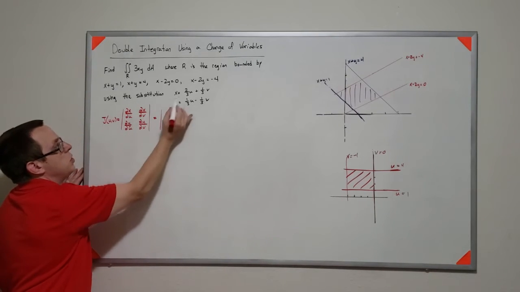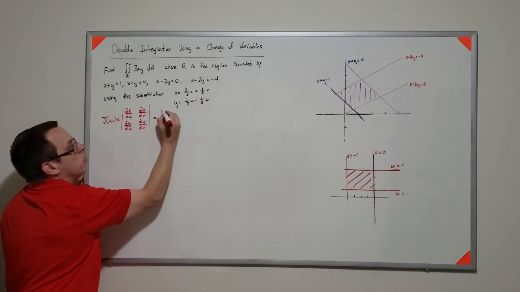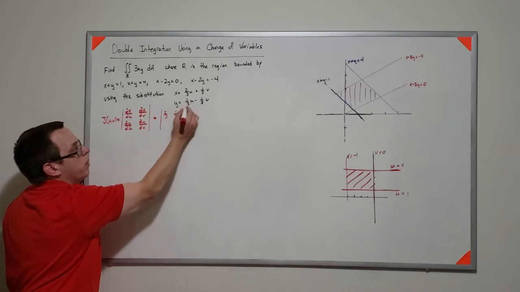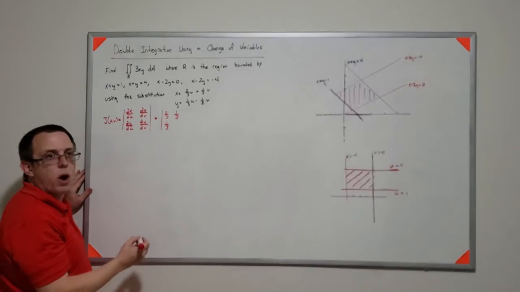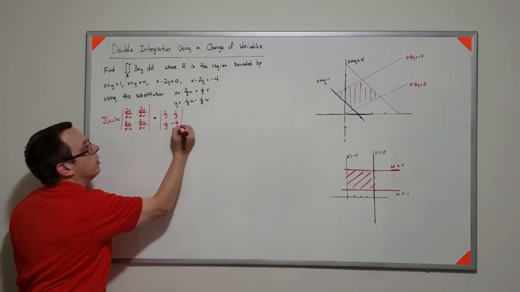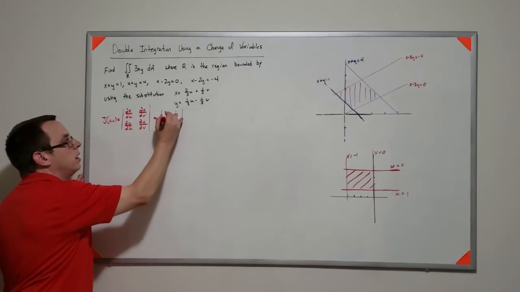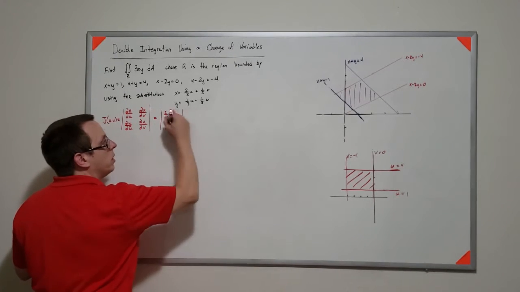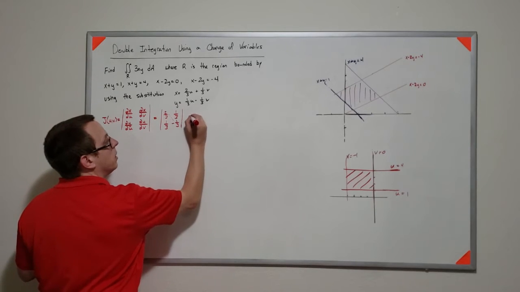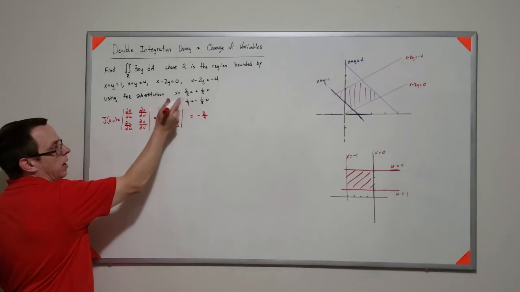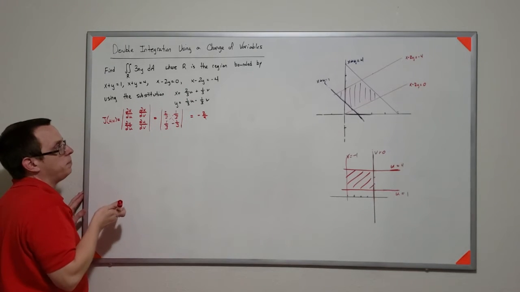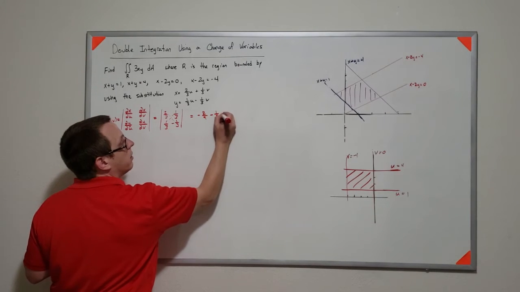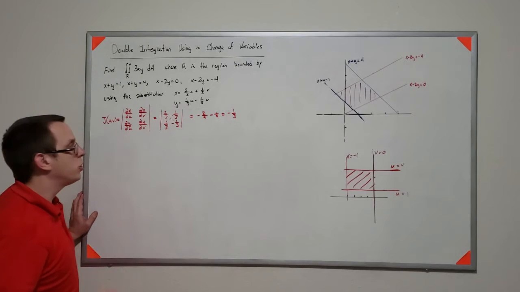So the partial of x with respect to u is just 2/3. With respect to v is 1/3. The partial of y with respect to u is 1/3. The partial of y with respect to v is -1/3. And for the determinant, you go top to bottom, and since we're going this way, we add, so we get -2/9, and then we go top to bottom, but slicing the other way, and since we're slicing that way, we subtract, so that's -1/9, getting us -1/3 for our Jacobian.